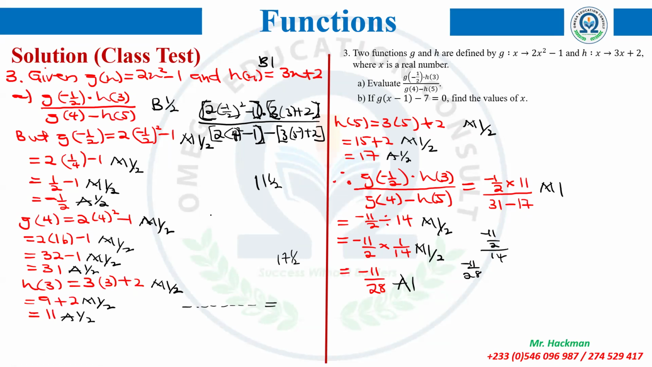I wrote substituting G of negative 1 over 2, G of 4, H of 3, and H of 5. Then I moved to the next one. I wrote is equal to negative half, 10 times, half, 11 over. Okay, whatever. I get you now. So now we are on the same page. I didn't want to think for you. So we are on the same page.